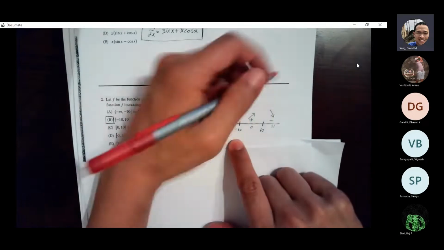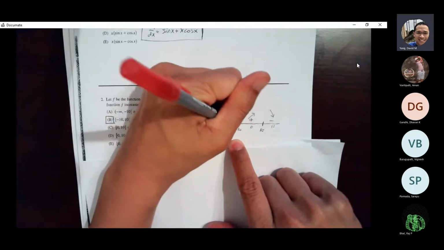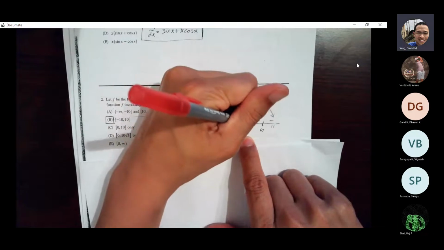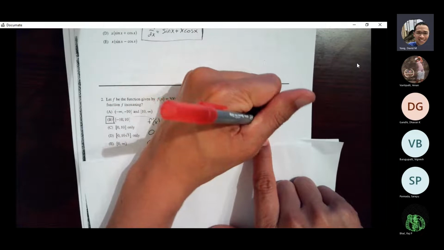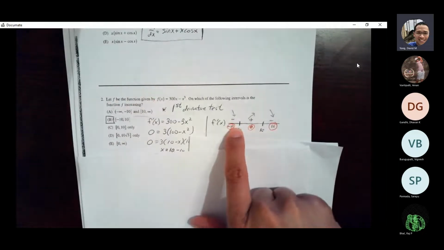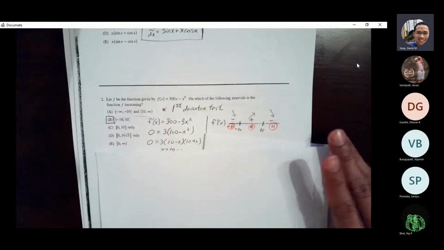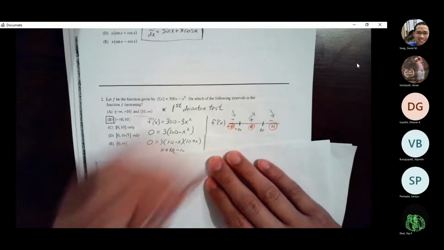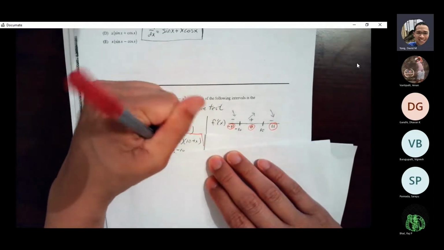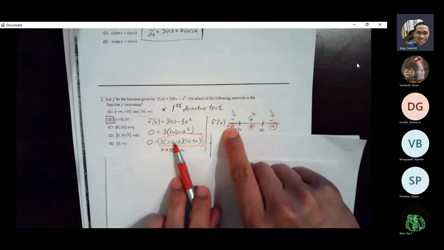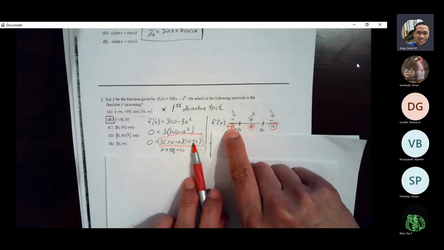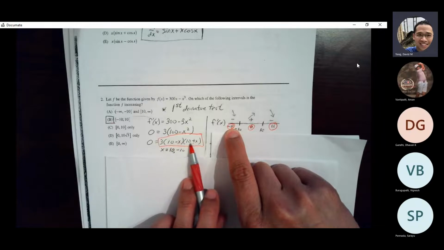To the left of negative 10, I chose negative 11. Between negative 10 and 10, I chose 0. And to the right of 10, I chose 11. So we insert into the derivative function, preferably the factored form, since you don't have a calculator to plug in. It's easiest with factored form. So negative 11 in for x: 10 minus negative 11 is positive, 10 plus negative 11 is negative, so positive times negative is negative.